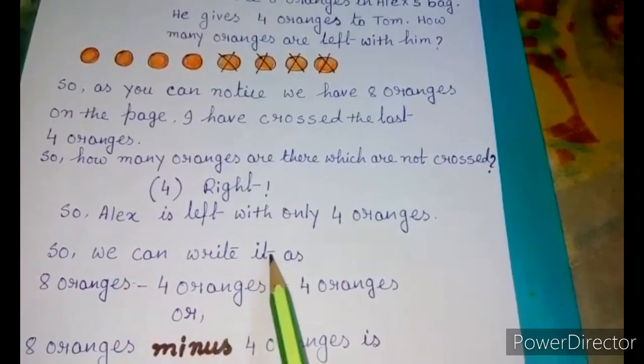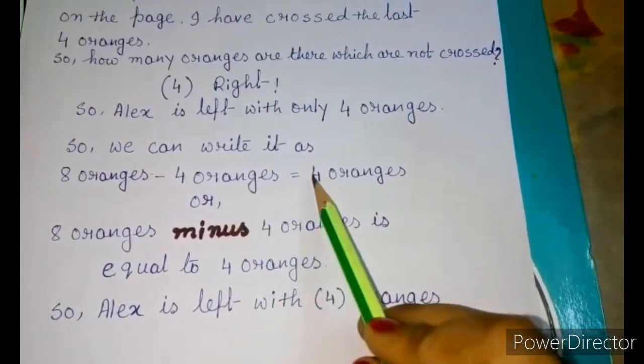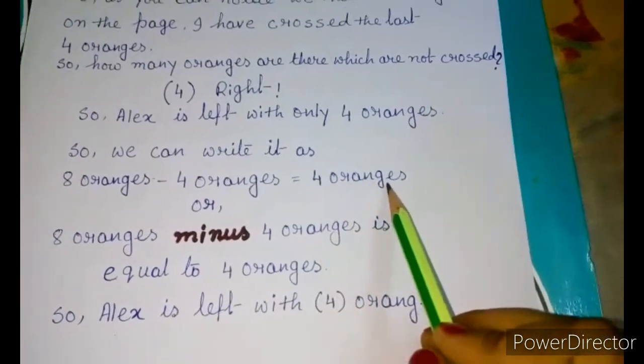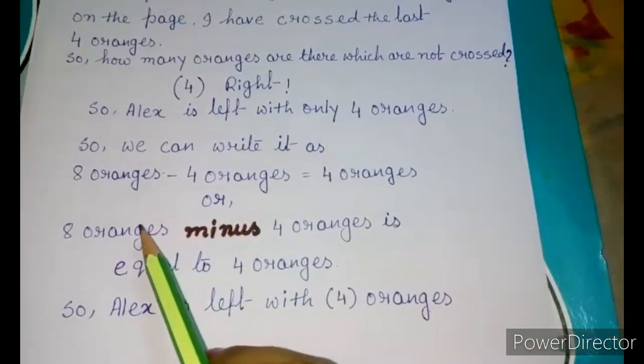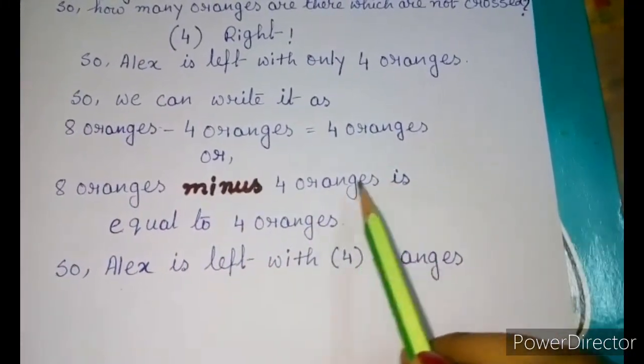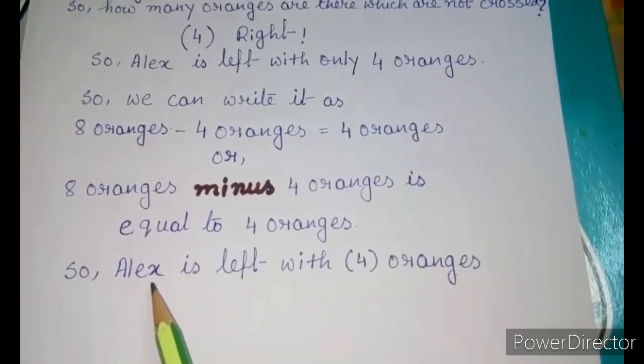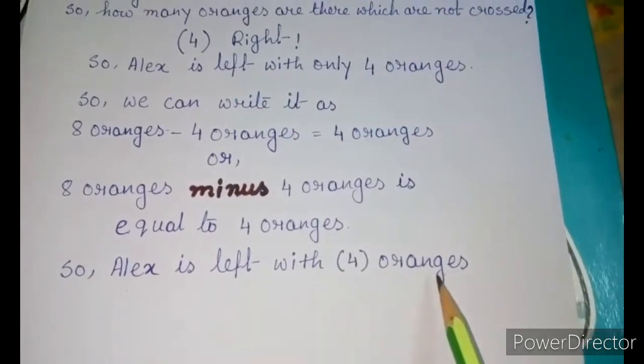So, we can write it as 8 oranges minus 4 oranges is equal to 4 oranges. So, Alex is left with 4 oranges.